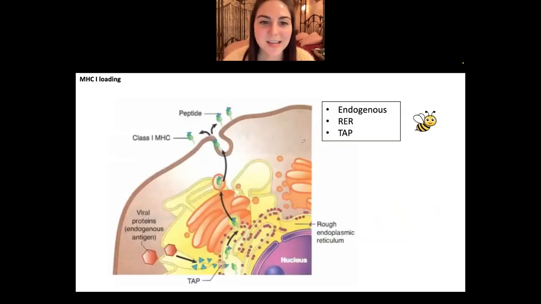Okay, so this is a little blurry. I think it's from an Anki card. I really liked it. So this is the whole thing we just talked about. And here are the three main differences between class 2 loading. So the viral protein, an endogenous antigen, is going to be in the cell. It's going to be cytoplasmic. It's going to get loaded in the rough ER by TAP, and then it's going to traffic to the surface. And then it's going to be put on the surface of this cell, and then a CD8 positive T cell is going to come over and recognize the antigen.